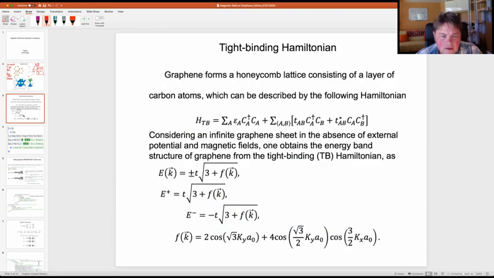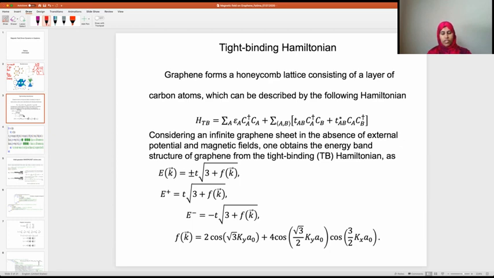So as you know, graphene has a honeycomb lattice structure. This structure can be described by a tight binding Hamiltonian. If there is no external potential or magnetic field, then one can get the energy band structure from this tight binding Hamiltonian. As we can see in the equation, E(k) equals plus or minus something, where plus is for the valence band and minus is for the conduction band.